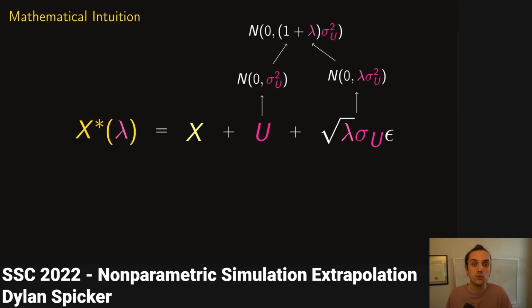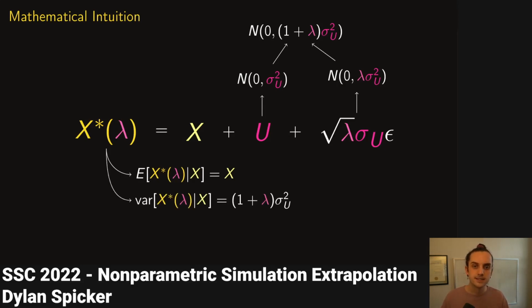Importantly, since both u and this new error term are normally distributed, and since they're independent by assumption, when added together, the errors for x star of lambda is going to follow a normal distribution with mean 0 and variance given by 1 plus lambda times the variance of u. Now, if the errors here are independent of the true x, then we can start to see the premise of why SIMEX works as an error correction technique. Conditional on the true x, this error-prone version will have an expectation given by x, and it will have variance given by 1 plus lambda times the variance of u.